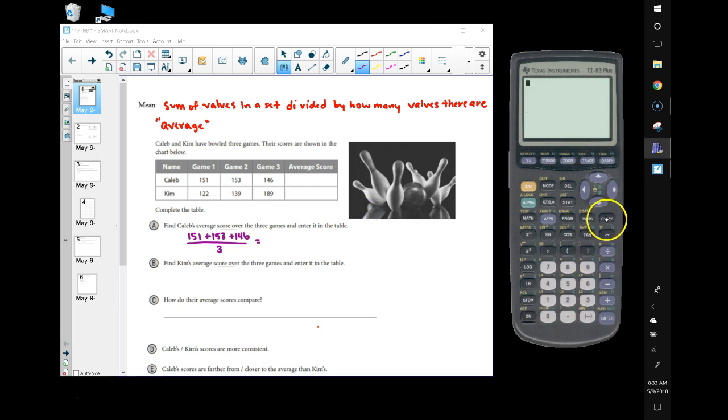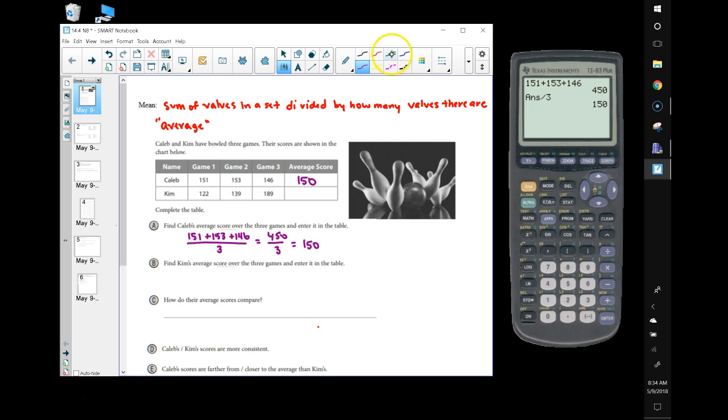So I'm not going to do this in my head. 151 plus 153 plus 146. Hit enter first, then divide it by 3. So I end up getting 450 divided by 3 equals 150. So Caleb's average is 150.